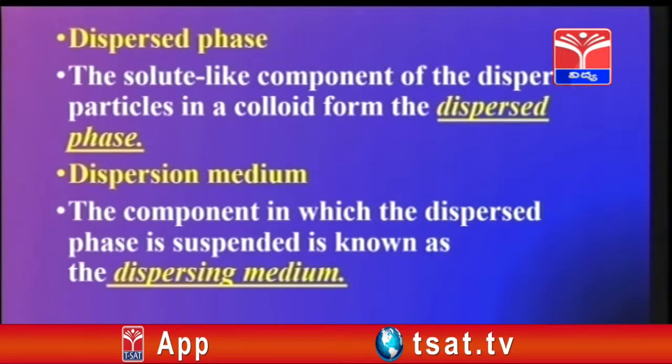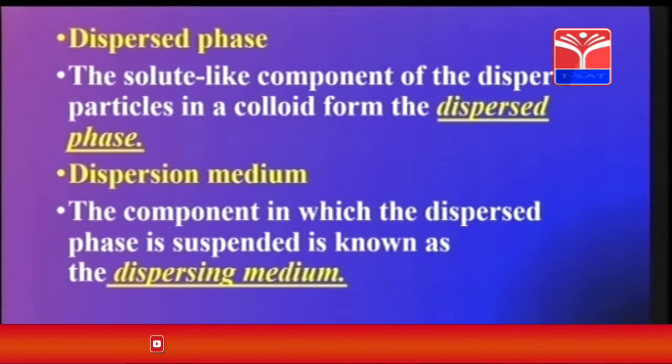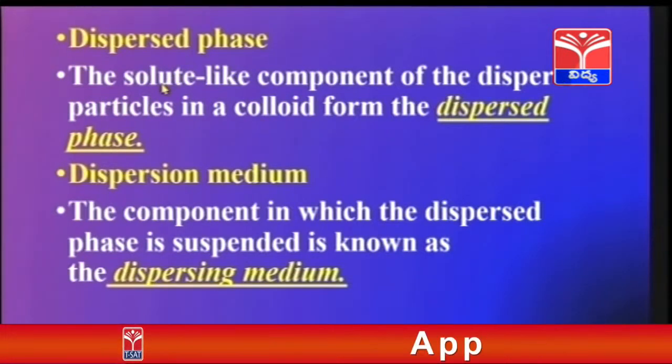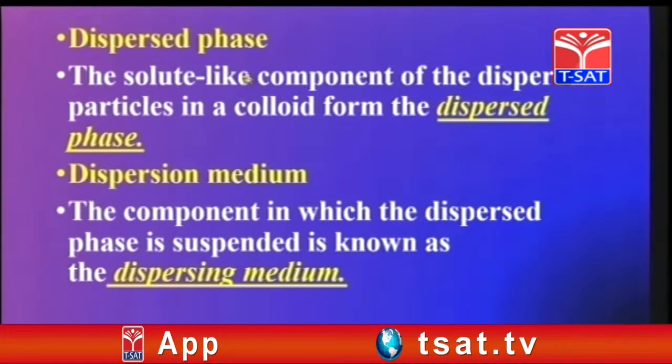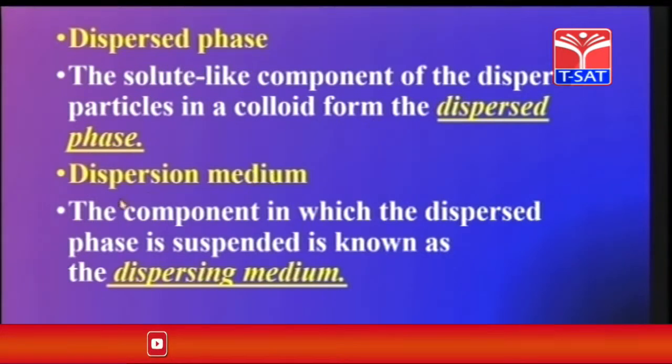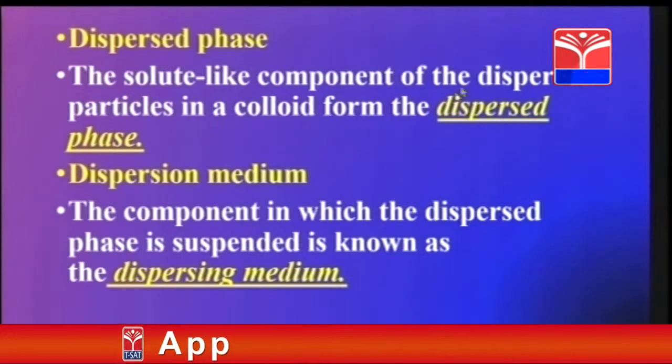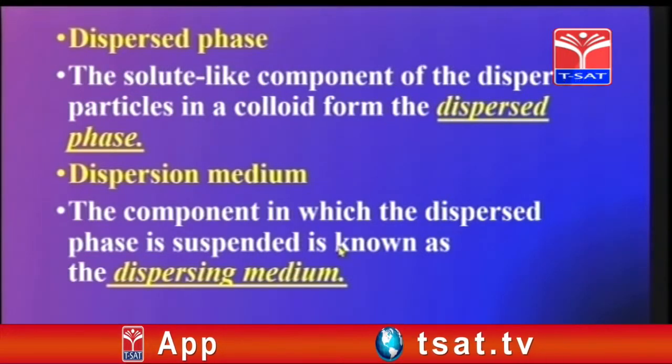Before going to the examples, now let us study the two phases present in the colloidal solution. One is the dispersed phase and the other one is the dispersion medium. Children, the solute-like component of the dispersed particles in a colloid forms the dispersed phase. The component in which the dispersed phase is suspended is known as the dispersing medium. That means the solute-like particles are called the dispersed phase and the solvent is called the dispersing medium.